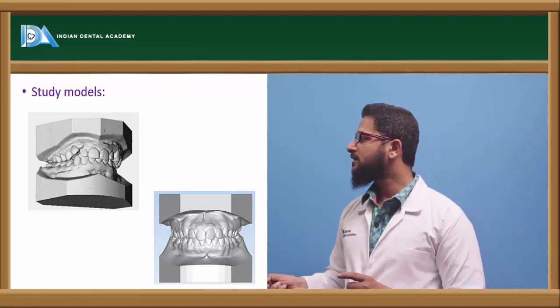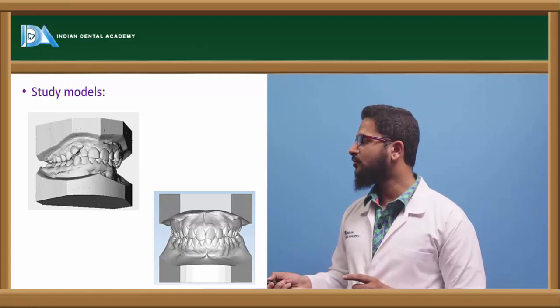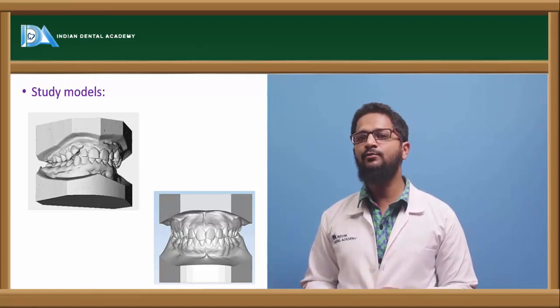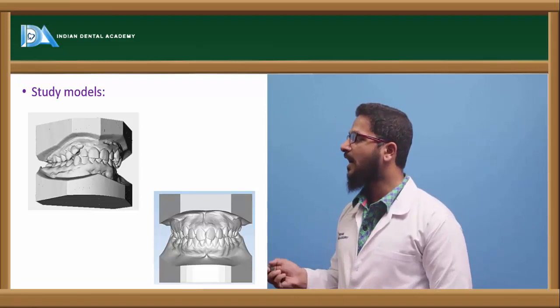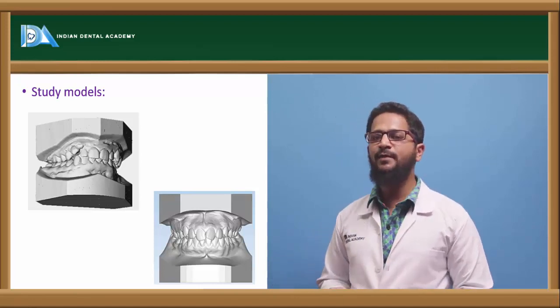Here we can see this is the anatomic portion, teeth and the supporting structure, which is usually poured with the help of dental stone or die stone, and the remaining part is the artistic portion, which is usually made up of plaster of Paris.